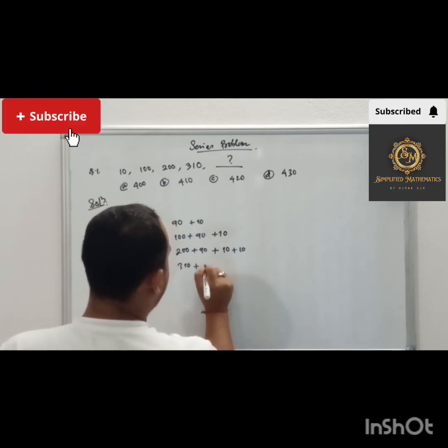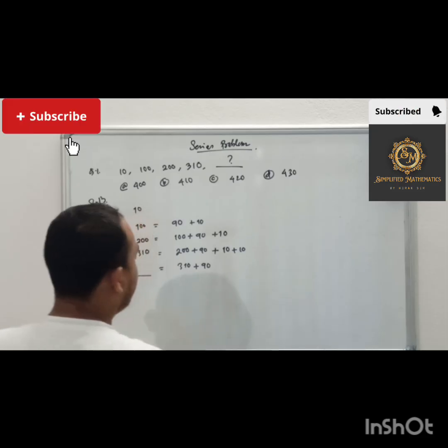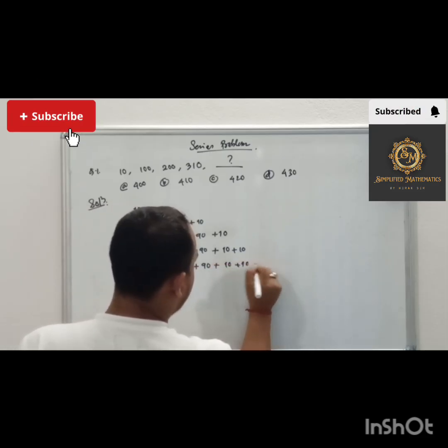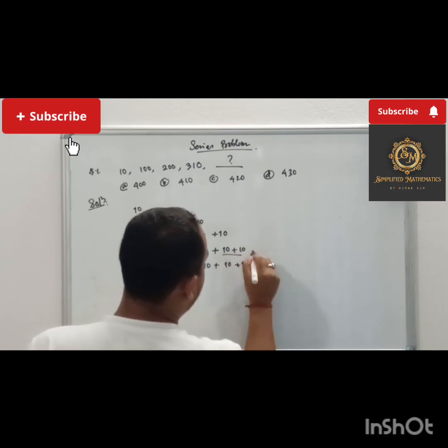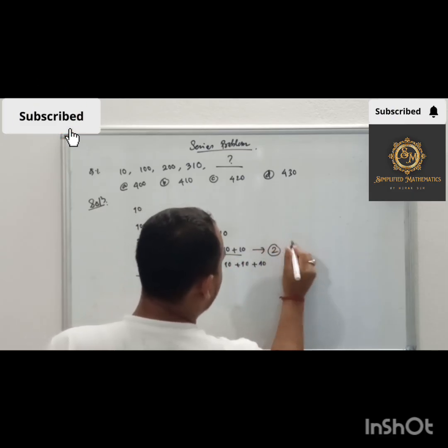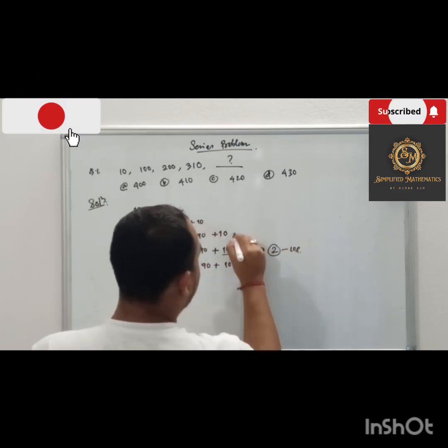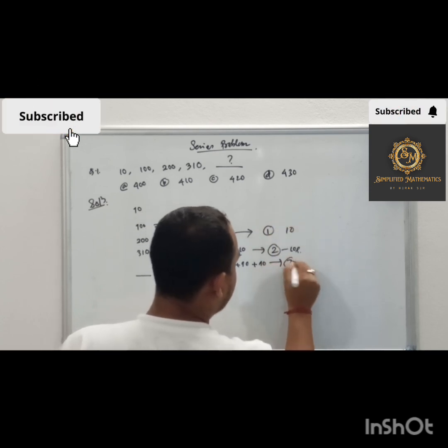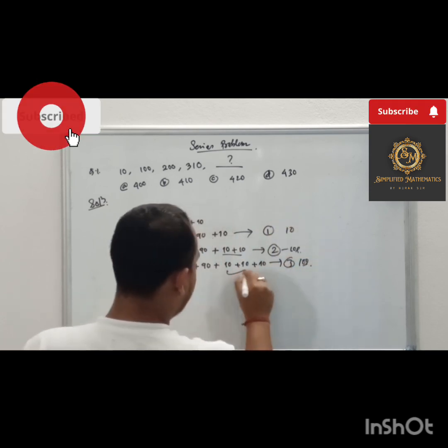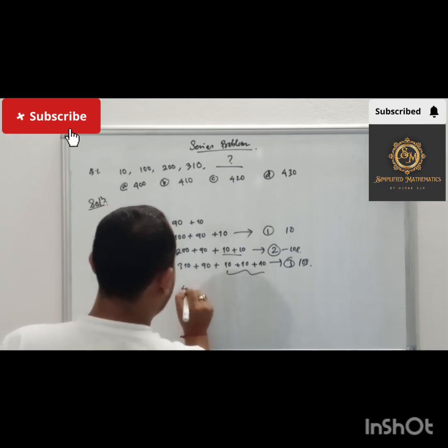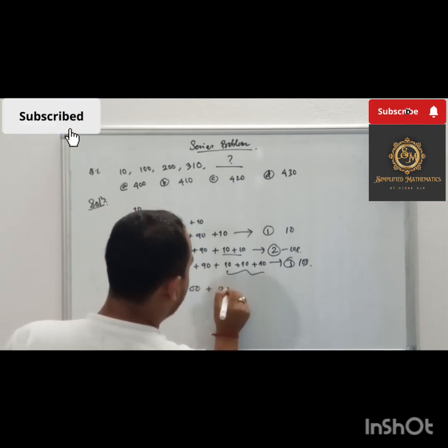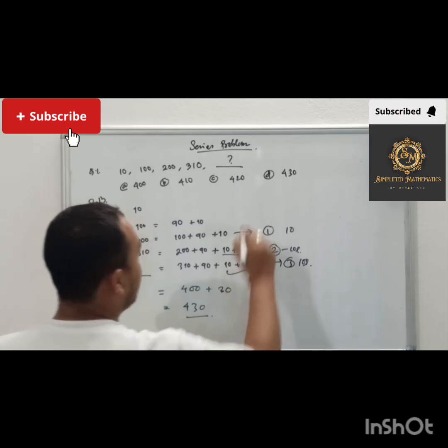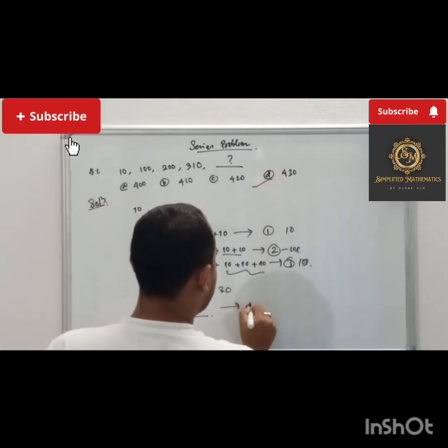Okay, 310 is there. We are adding this 90. So what is the next number? We will add 10 plus 10 plus one more 10. See, here there are two tens, and one more ten, so there are three tens. So we get 430. Which option is this? Option D. D is correct.